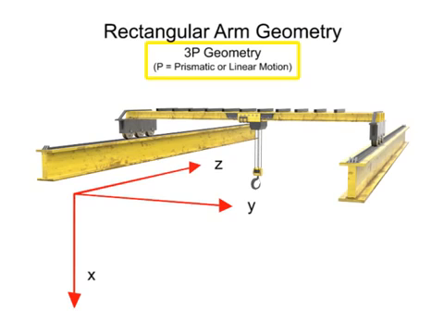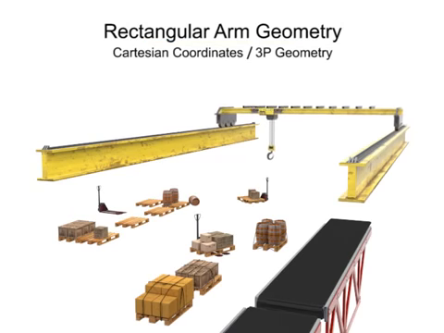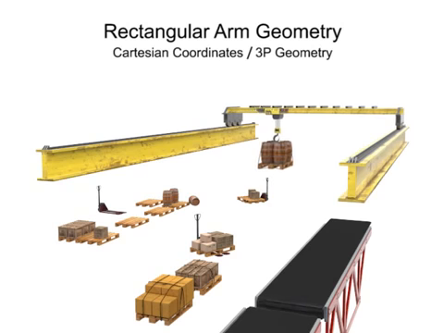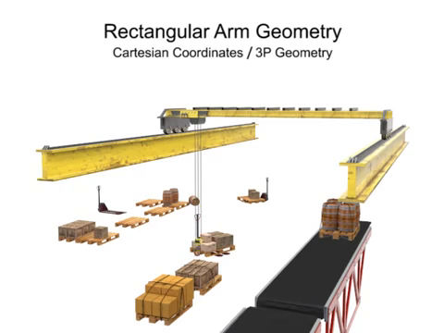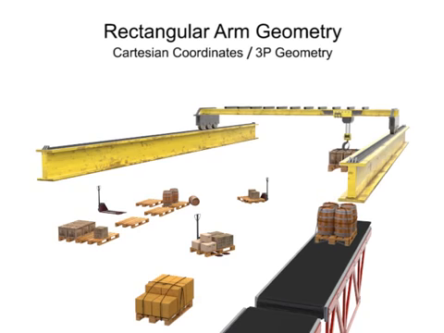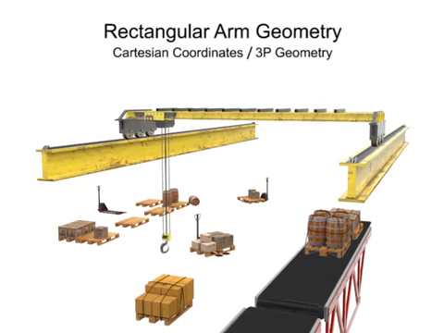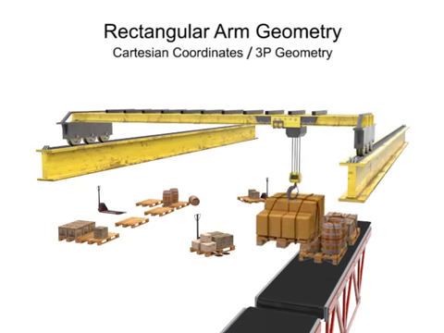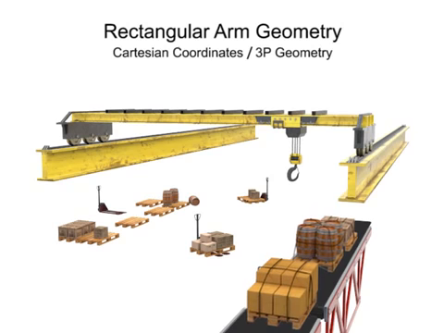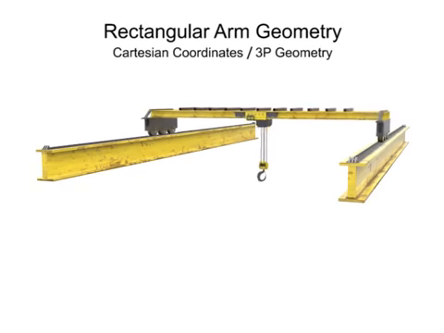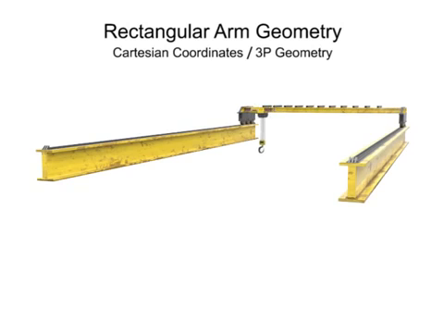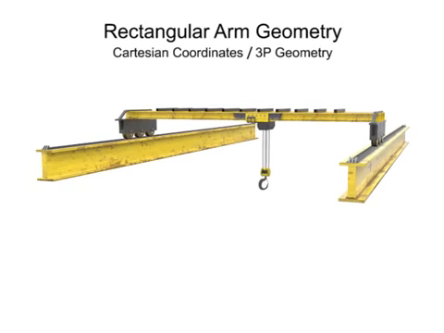linear motion. This type of geometry is most commonly used with pick-and-place or large overhead-mounted robots. Rectangular arm geometry robots can only move linearly in each direction. An overhead crane robot is a good example of this type of motion. It can move forward and backward, left and right, and up and down.